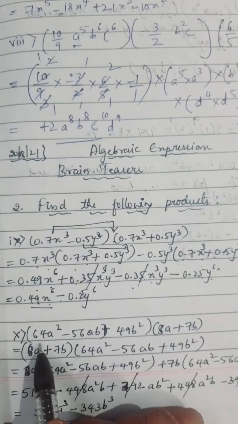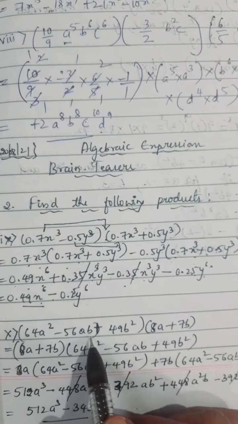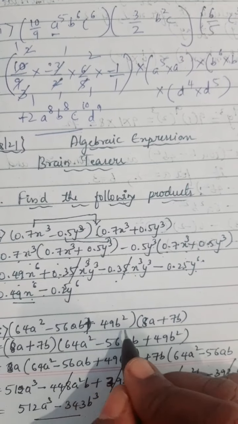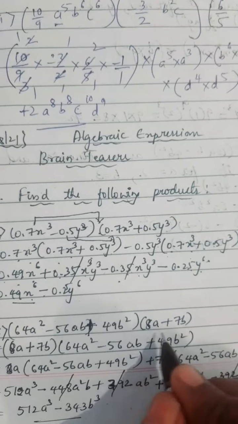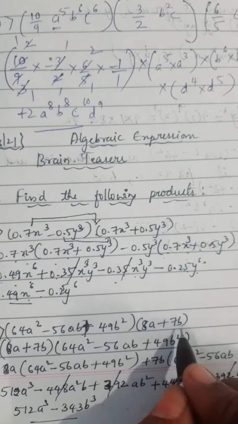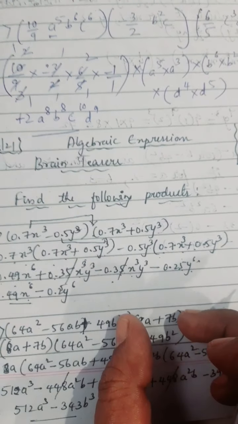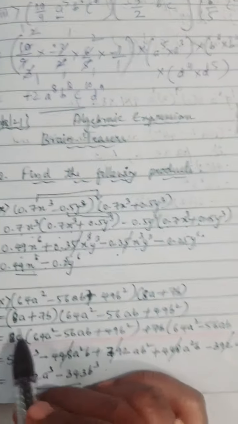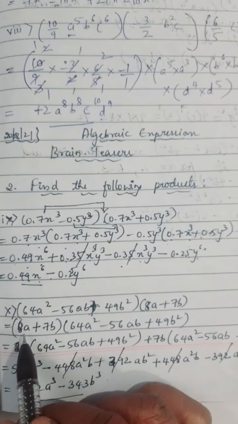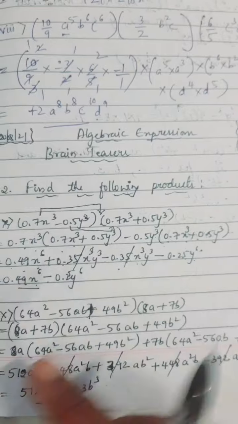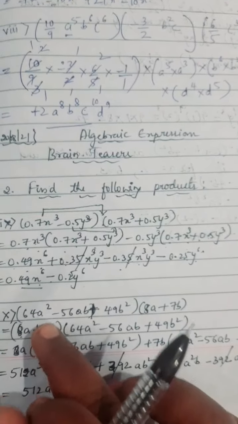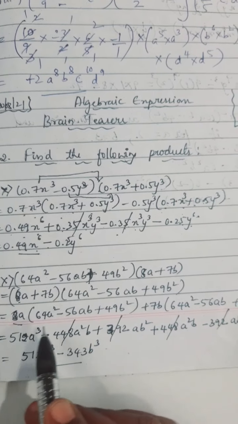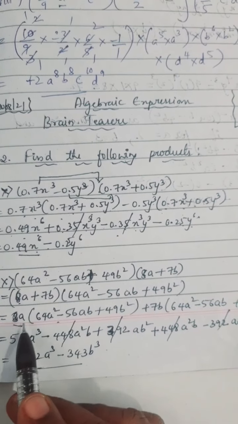10th part is (64a² − 56ab + 49b²) into (8a + 7b). Here we are writing first the binomial, then the trinomial. We know how to multiply binomial with the trinomial. First term into the second bracket, again plus second term into second bracket. When we multiply again we get monomial with the trinomial.